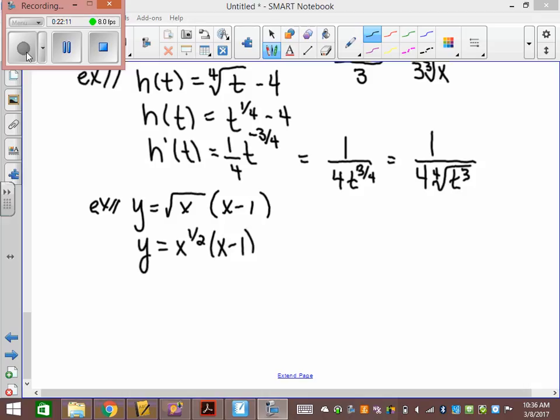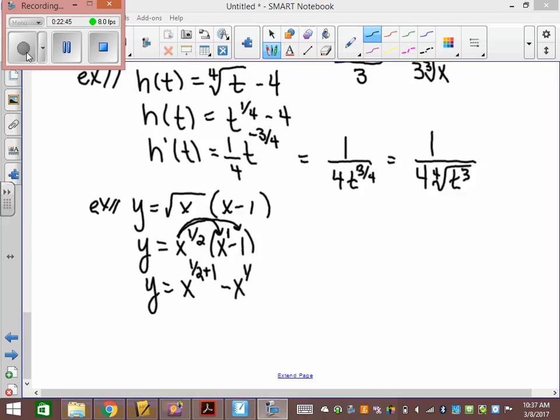Now, we can't use power rule unless there's no brackets. Power rule only works if there's no brackets. So I have to distribute first. So this is x to the 1, right? So it's x to the half times x to the 1. What do I do when I have the same base and two exponents? You add them. So technically, you're going to have x to the half plus 1. Technically. And then you're going to have x to the half times negative 1, which is negative x to the half.